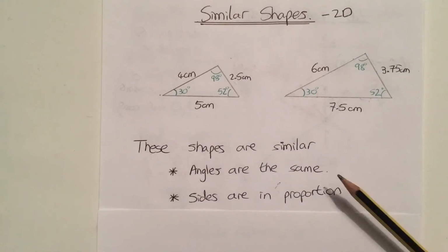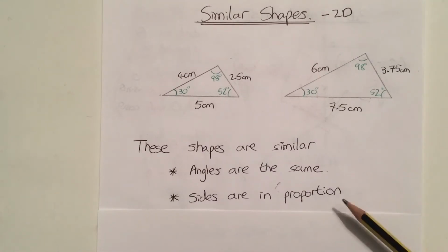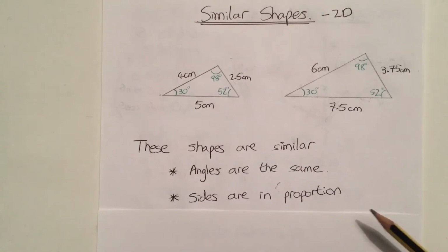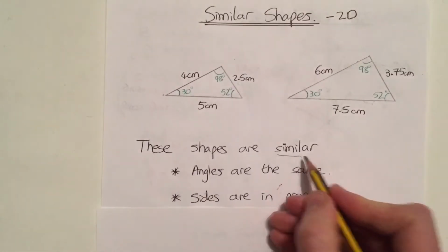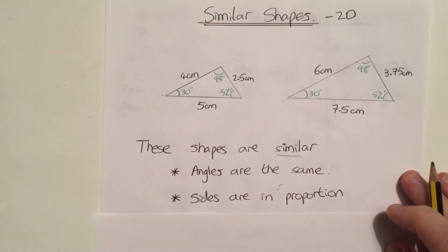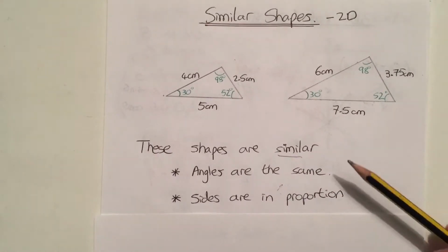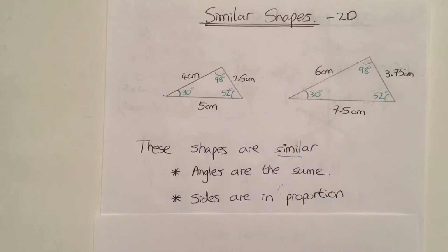Whenever we have a shape where all of the angles are the same, that must mean the sides are in proportion. And vice versa, if all of the sides are in proportion, that must mean that all the angles are the same. So whenever you see the word similar in a mathematical setting, it means these two things.